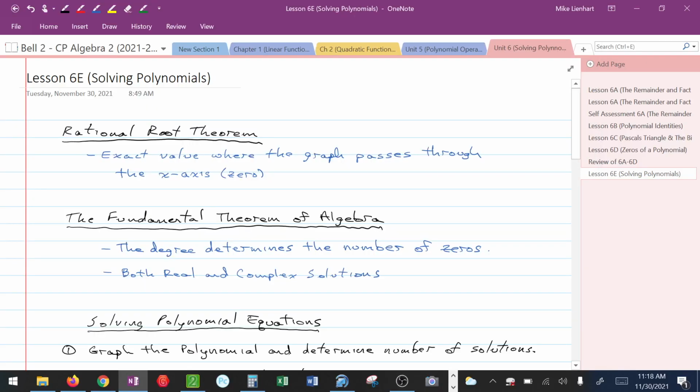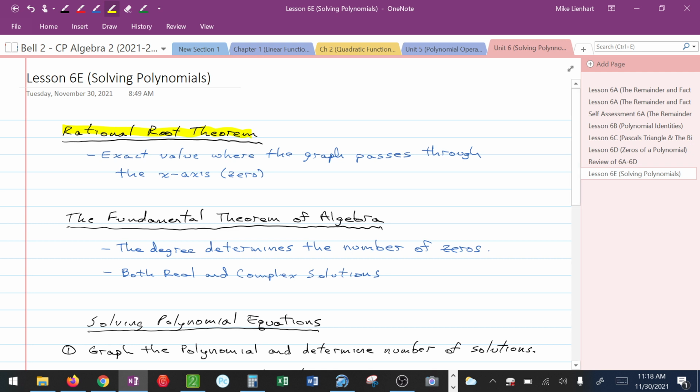Alright, this video is about solving polynomials. Now, in order to understand solving polynomials, we want to first understand this thing that's called the rational root theorem. We'll talk more in class about it, but the rational root theorem basically tells us that if there is a rational root, it has to be an exact value where the graph passes through the x-axis, known as a zero. We're going to use this idea from the rational root theorem, finding that x-intercept, as long as that x-intercept is a whole number or an integer or a rational number.